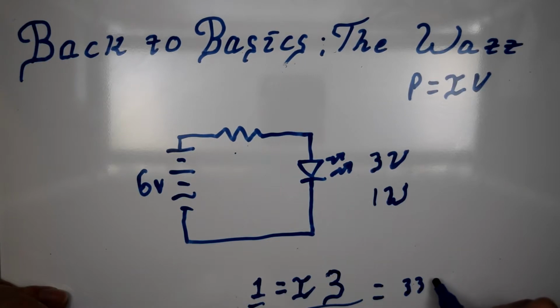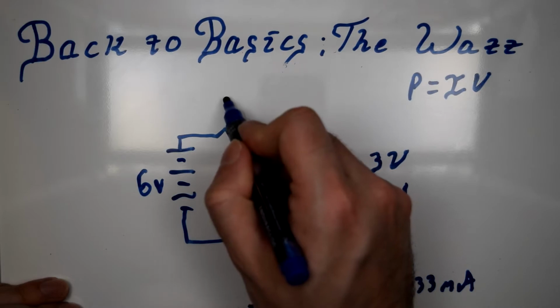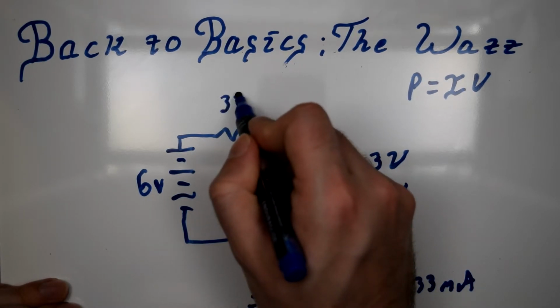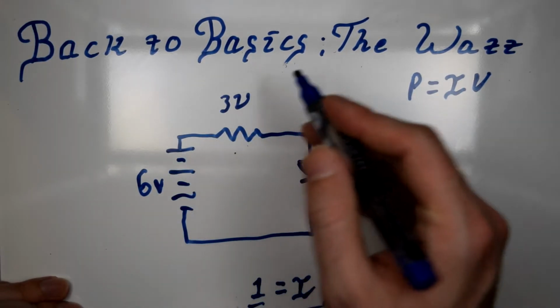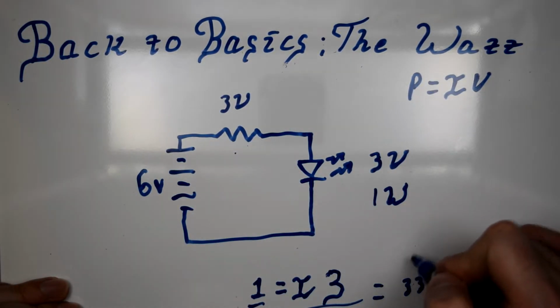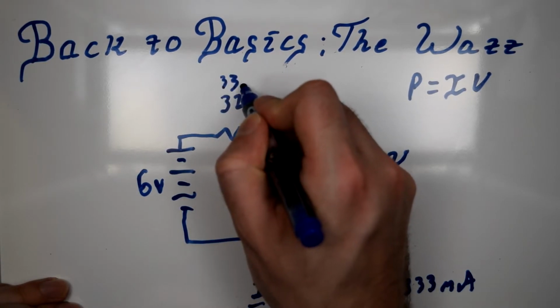333 milliamps, because 1 divided by 3 is 0.333, or 333 milliamps. So now we know the voltage across this resistor is going to be 3 volts, because it's going to have to drop the remaining 3 volts of that 6 volts, and the current through it is going to be 333 milliamps.